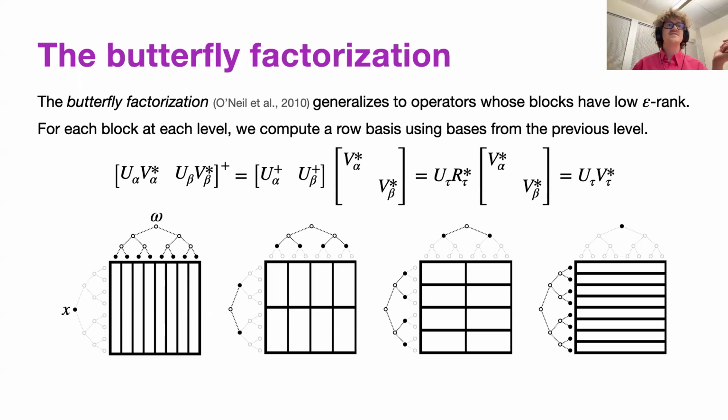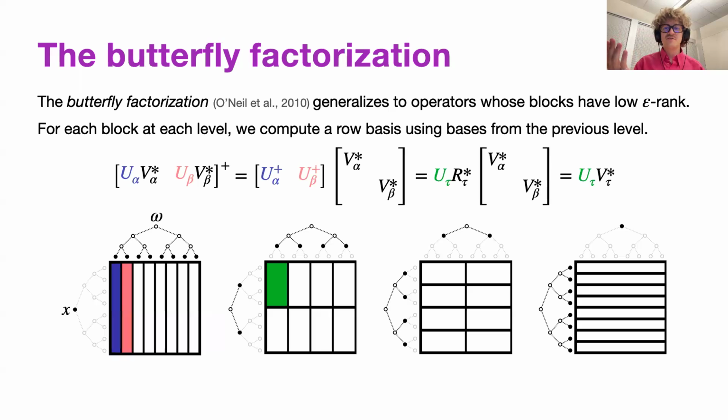So the central idea is that for each block at each level, we'll compute a row basis using the row bases from the previous level, right? So let's start at the first level and look at these first two block columns. Let's assume that we have low rank factorizations for those block columns, which we'll call U alpha V alpha star and U beta V beta star, right?